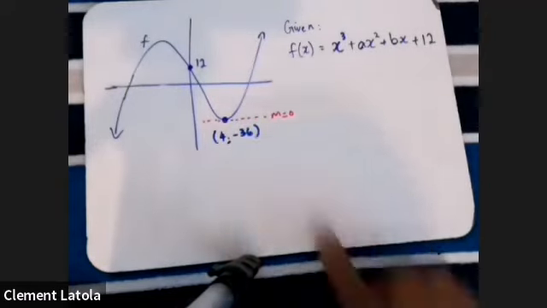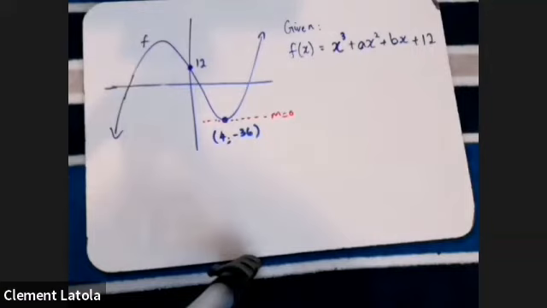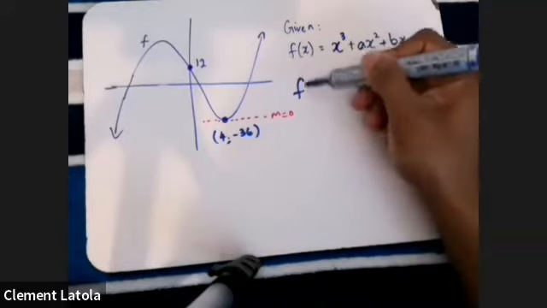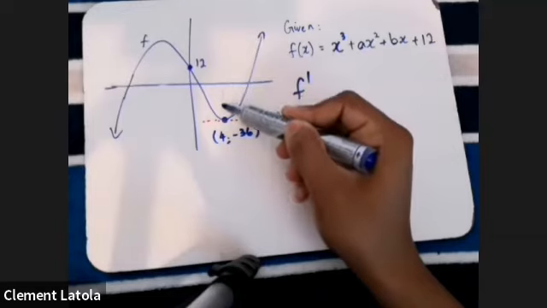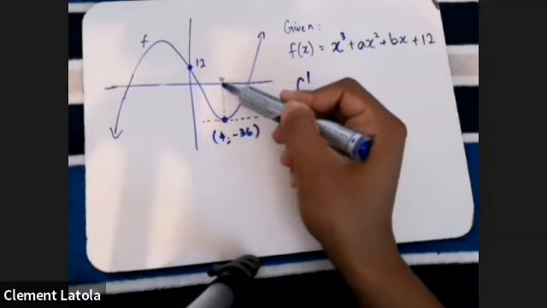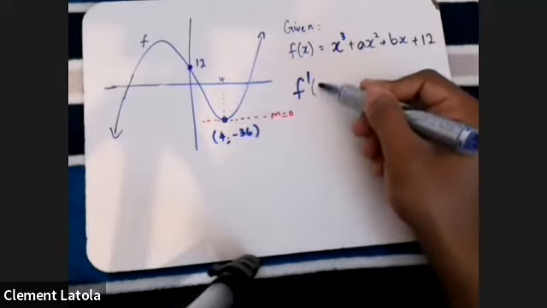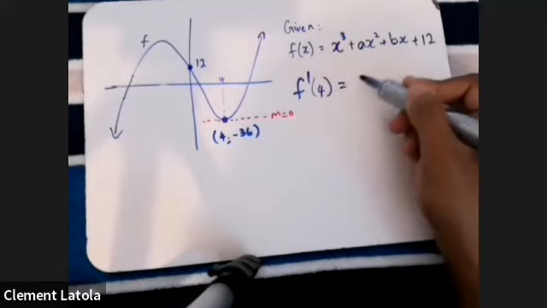Now at this point where the gradient is 0, when we did derivatives in the beginning, we defined derivatives as gradients. And so what we can see here is that the derivative of f, where x is equal to 4, so this point where x is equal to 4, the gradient is 0.